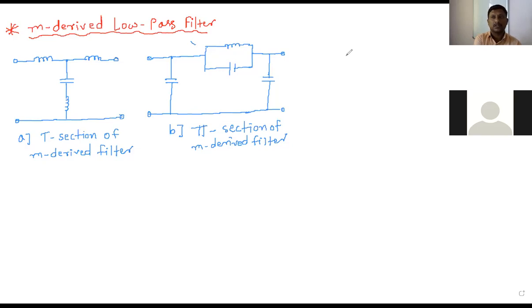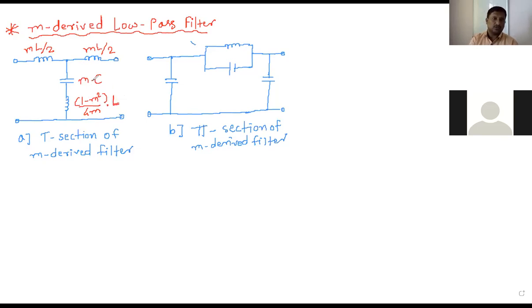That is the difference. So now, can anyone tell what the values are? Only the M factor is multiplied. So L by 2 as it is, and only M you have to multiply: M L by 2. That's it. Now next, what about these values? These values are M into C, and this one is 1 minus M square divided by 4M, into L.